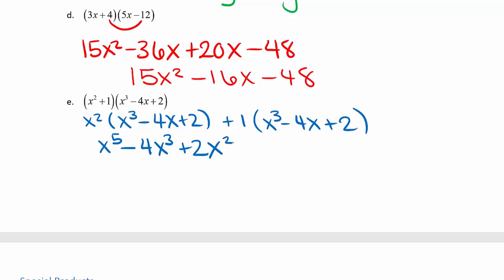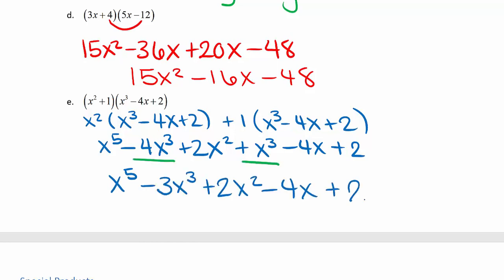So multiplying the x squared gives me an x to the 5th minus 4x to the 3rd plus 2x squared. And then I multiply everything by 1, which doesn't actually change any of the terms. Finally, I finish the problem by combining like terms. And the only like terms we have would be the minus 4x to the 3rd and the plus 1x to the 3rd. Those add up to a minus 3x to the 3rd. There are no other like terms, and so my final answer is just a polynomial with 5 terms in it.